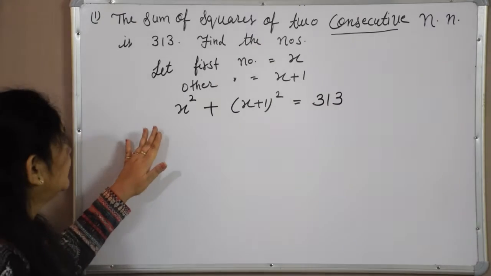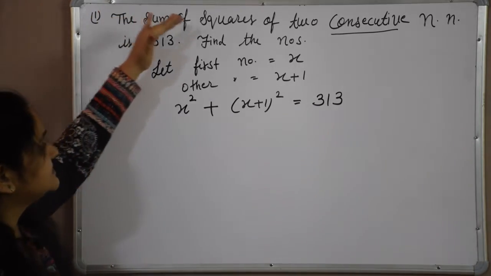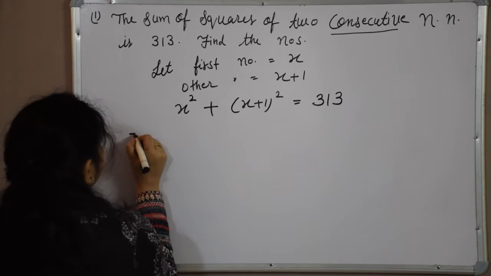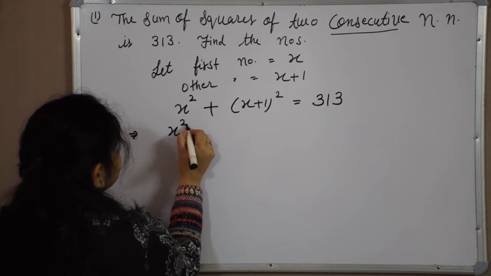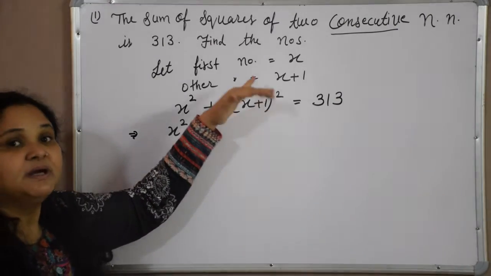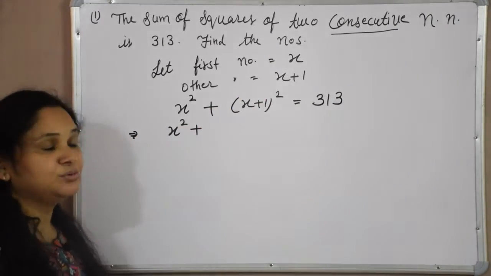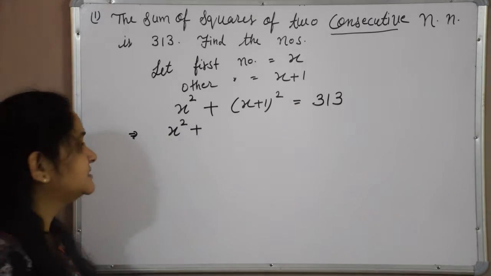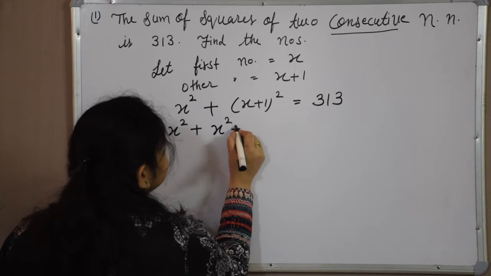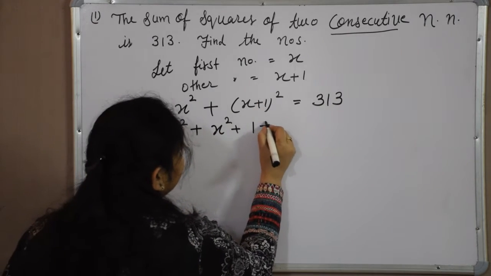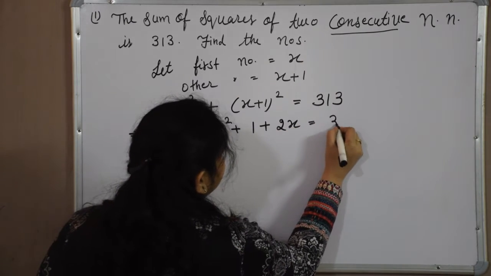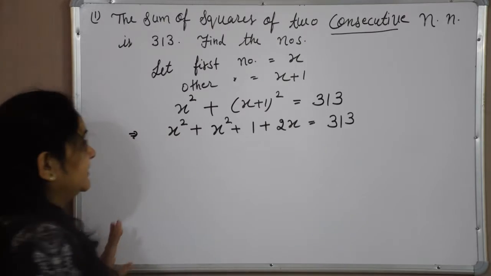I think you got the point how we can convert the statement into a quadratic equation. Now simply we will solve it. It will be x square plus (x plus 1) whole square. That is (a plus b) whole square, and we know that (a plus b) whole square equals a square plus b square plus 2ab. So (x plus 1) whole square becomes x square plus 1 square, that is 1, plus 2ab, that is 2 into x into 1, that is 2x, equals 313.